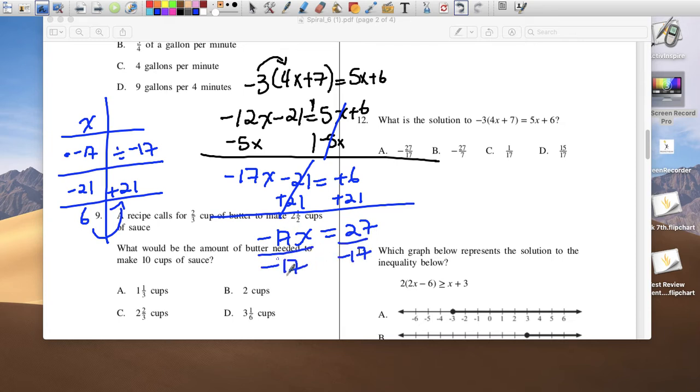Negative 17 divided by negative 17 gives me x. And this, I'm not even going to change it or anything. I'm just going to leave it as 27 over negative 17. It doesn't matter where the negative comes. This whole thing is negative. So it's negative 27 over 17. Is there anything that says negative 27 over 17? It's the only one. It's right here. A.